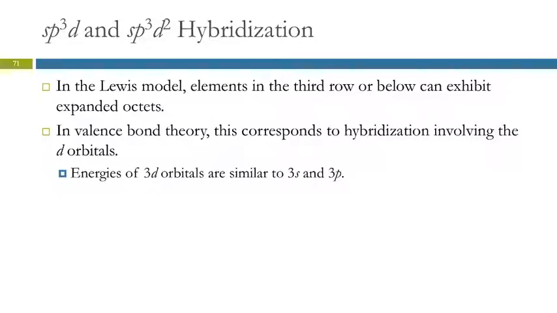So we're not done yet, though. In the Lewis model, things in the third or greater periods can do expanded octets. And they do this by involving the d orbitals. The second period can't do this because there's no 2d sublevel. It just doesn't exist. The energies of the 3d orbitals are similar to the 3s and the 3p, and so we can pull those in and use them.